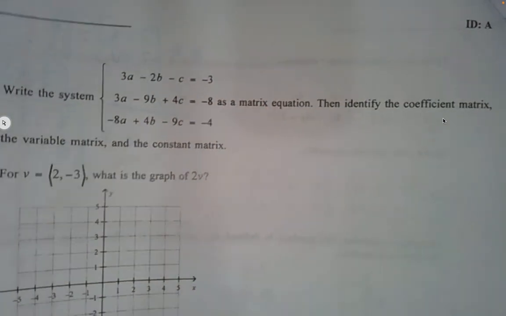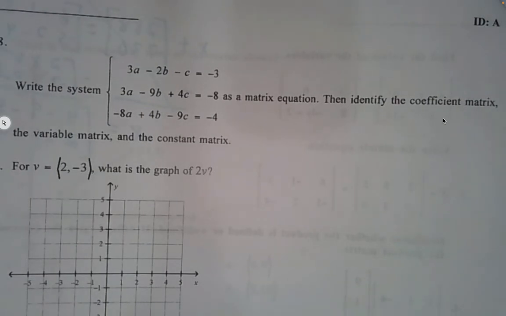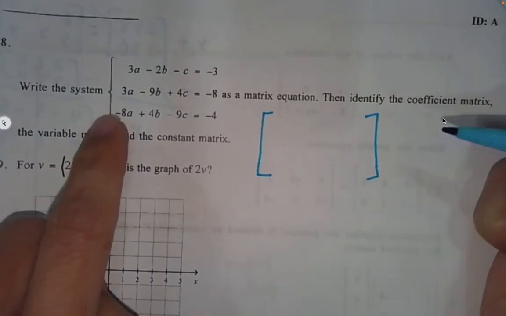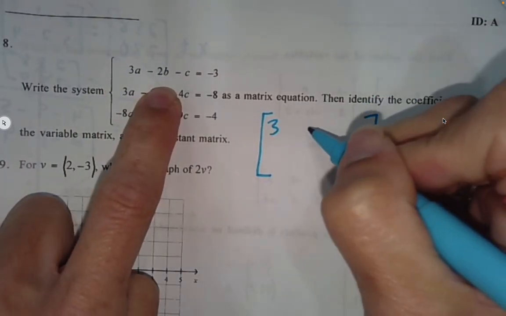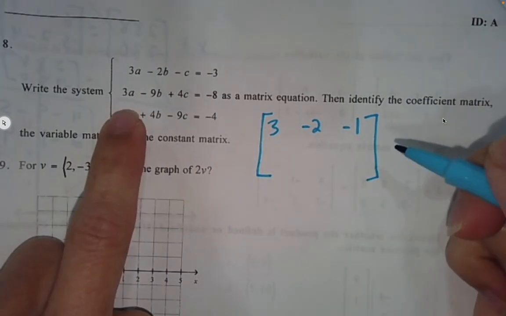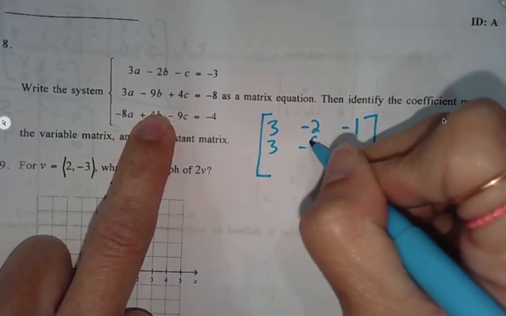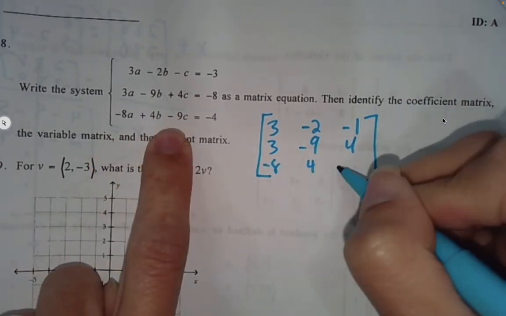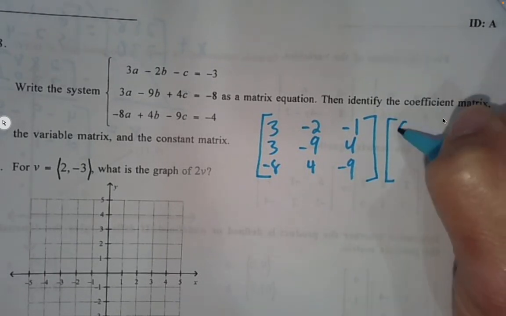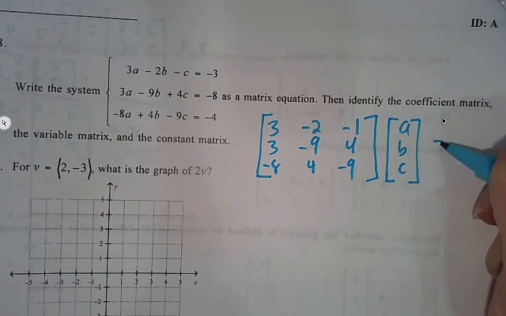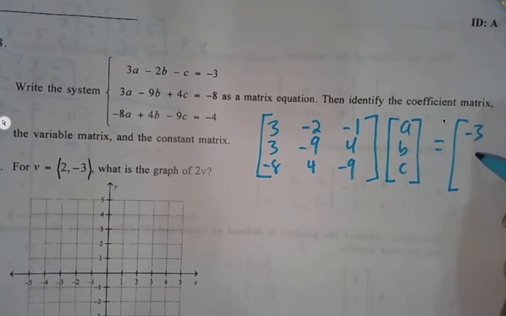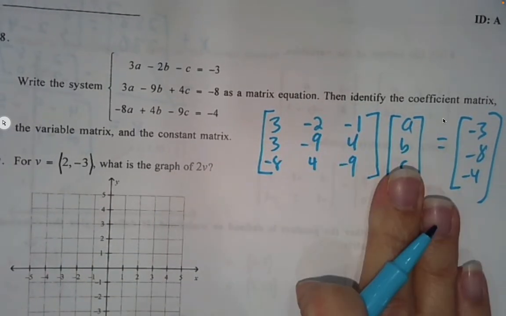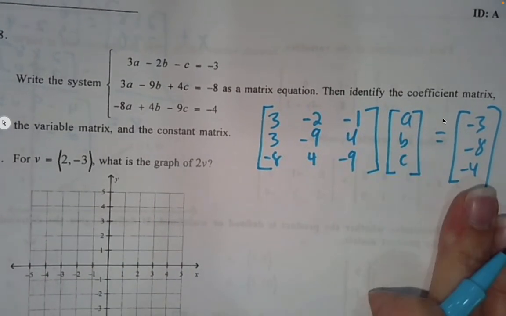Okay. This one, they don't want an answer. They just want you to write it as the coefficients, the variables, the constants. Do y'all remember how to do that? What are the coefficients? What are the numbers? 3, -2, -1. Okay? 3, -9, 4, and -8, 4, -9. What are the variables? A, B's, and C's. And then what are the constants? That's your coefficient, your variable, and your constant.